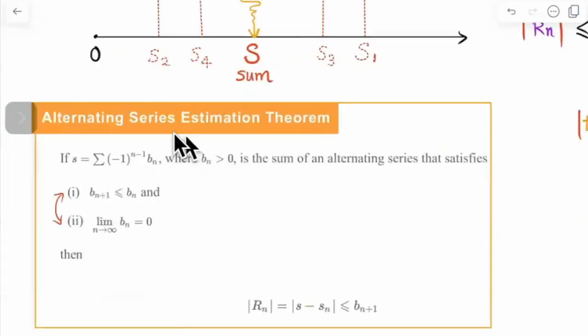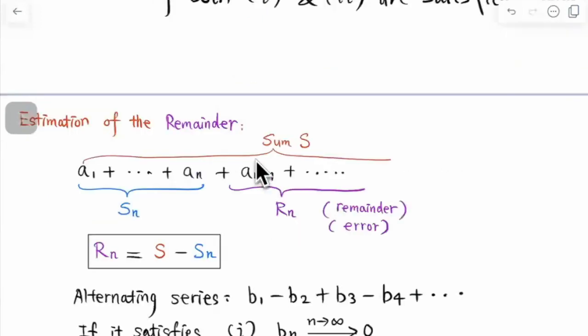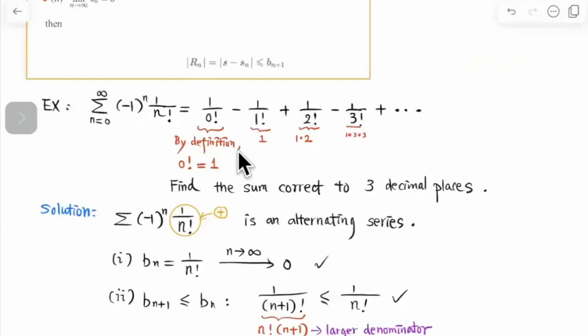Here is a way to state this formally. If this alternating series converges to S, that is, it sums to S, where Bn are positive, and Bn satisfy these two conditions, then the absolute value of the remainder is less than or equal to the absolute value of the first term in the remainder. Notice the index here: this is Rn, the index is n, and this here is n plus 1. The first term in the remainder Rn is actually at the index n plus 1. Now let's try to use some example to explain this.